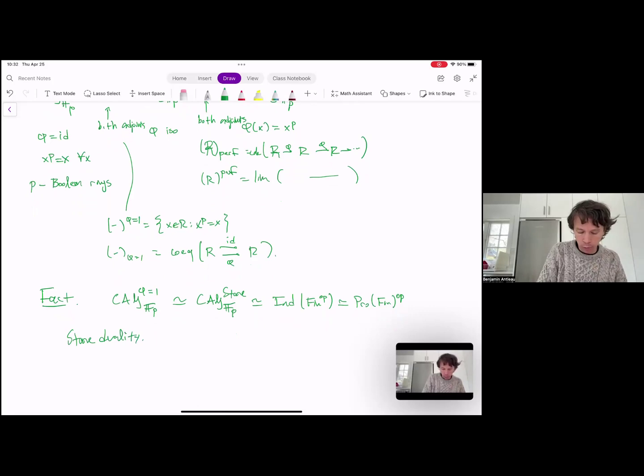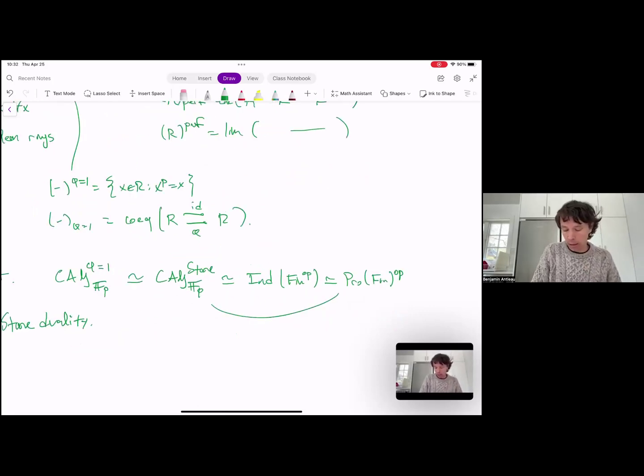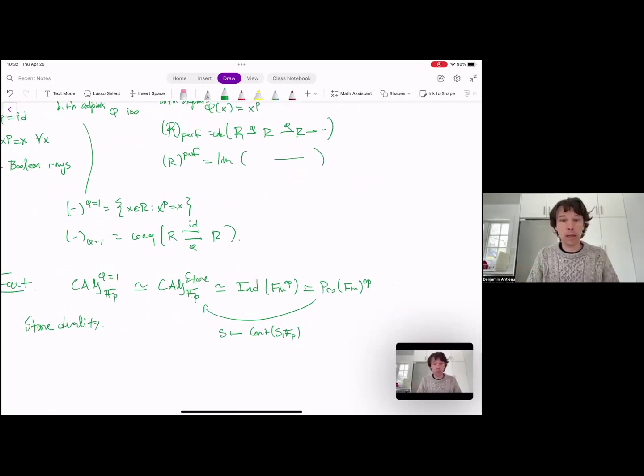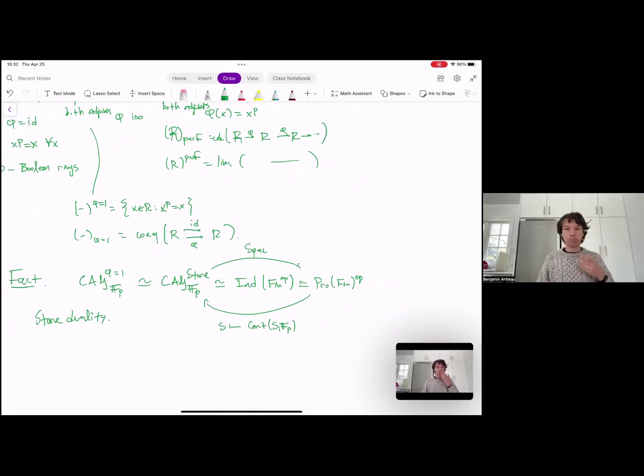It says that a profinite space is captured by the ring of, so this map sends a profinite space S to continuous functions from S to F_p. That's a totally nice commutative ring, and the Frobenius on that ring is the identity. And then this map takes Spec. And those are inverse equivalences.